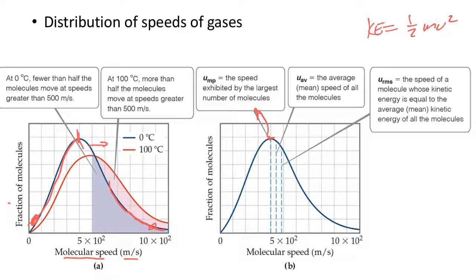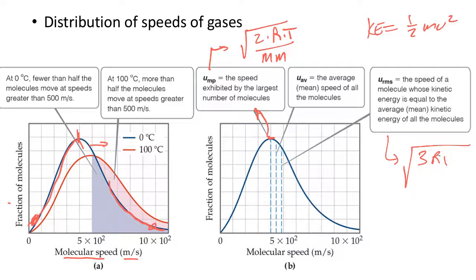The most probable is just the maximum of your peak. Now this has a connection to some gas constant. The most probable velocity is equal to the square root of 2RT divided by the molar mass of the gas. So you take 2 times the gas constant R. Let me rewrite this equation. So the most probable velocity would be the square root of 2 times the gas constant times T divided by the molar mass. The root mean square velocity also has a connection to these types of numbers. This one's equal to the square root of 3RT divided by the molar mass of the gas.